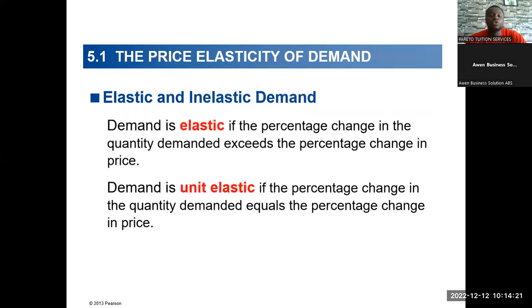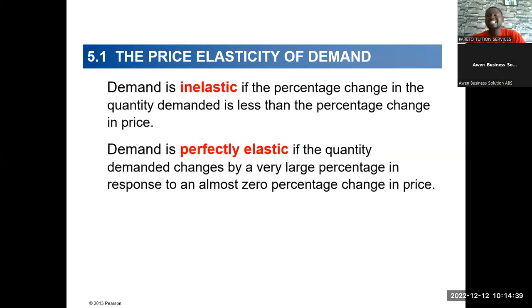And then for unit elastic, that is where the percentages are the same. So if price is changing by 20%, quantity is also changing by 20%. That is unit elastic demand.